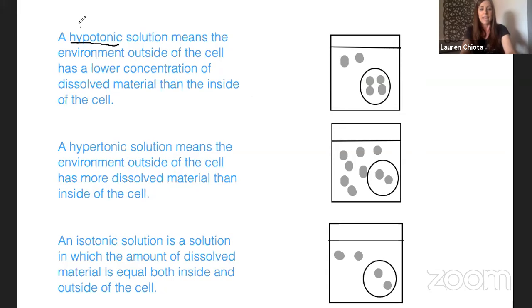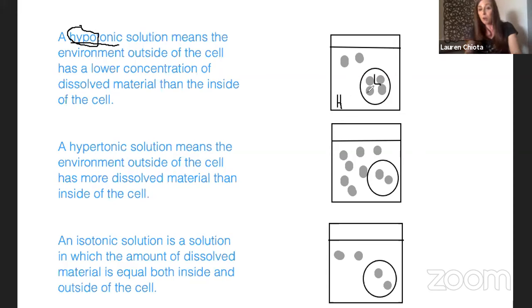Hypotonic. And hypo actually means less than. That's talking about the amount of solute within that environment. In a hypotonic environment, a hypotonic solution, there is actually less solute. And what that tells us is there's going to be more water concentration compared to inside the cell. So I'm going to put an H here for higher water concentration and an L here for lower.